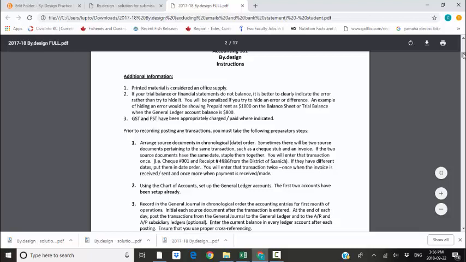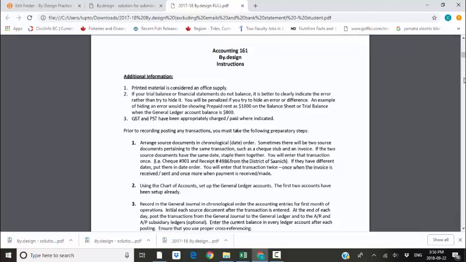Use the chart of accounts, so that's going to help us number the accounts. The first 2 accounts have been set up already, and I've gone in and set up some of the accounts because the more stuff I do while I'm on this computer, the more mistakes I'll make. It says record in the general journal in chronological order the accounting entries for the first month of operations.